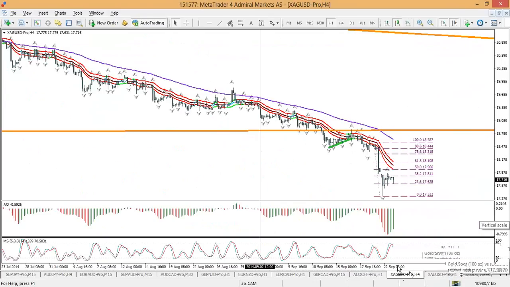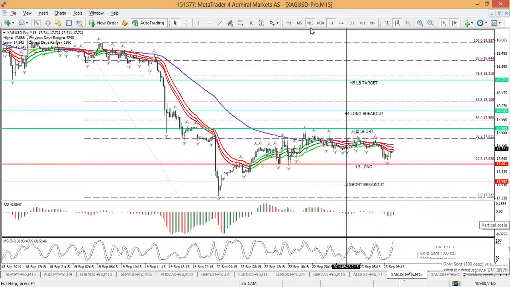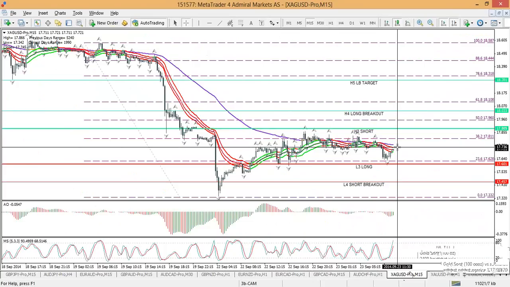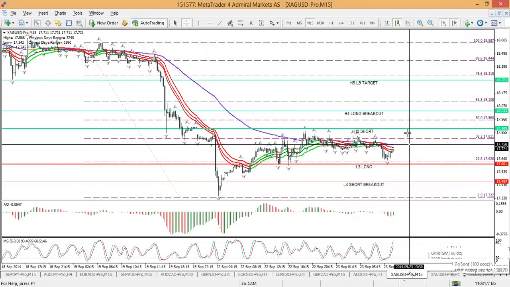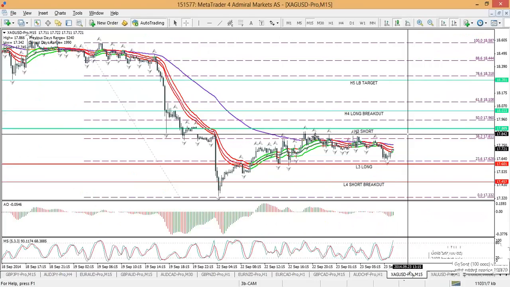So I see Bjorn's screenshot now. Let's see. Bjorn has a short around 1772, I think. 1774 or 5 maybe. Stop loss at 17, just above this top. Okay.